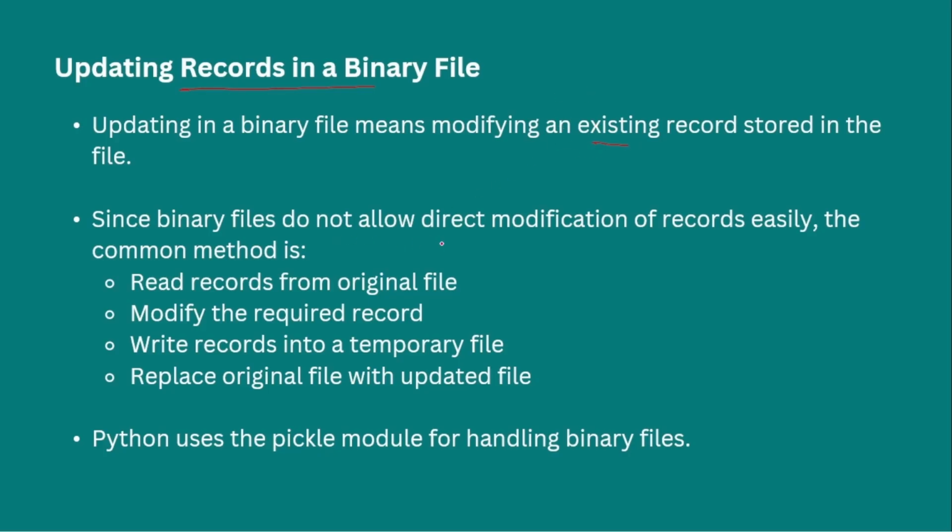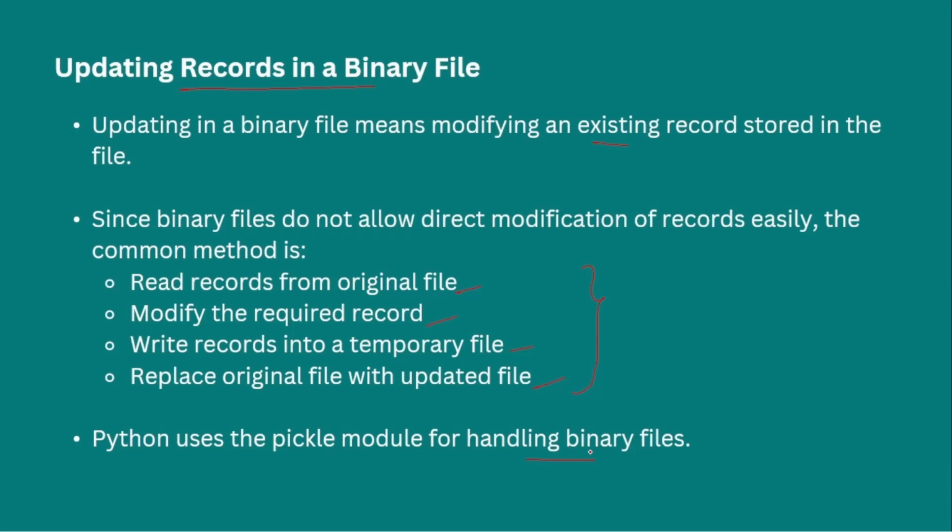Since binary files do not allow direct modification of records easily, the common method is: read records from the original file, modify the required record, write records in a temporary file, and replace the original file with the updated file. So this is the process that we need to follow. First we'll read the record from the original file, then modify that record, then write that record in the temporary file, and finally replace the original file with the updated file. Python uses the Pickle module for handling binary files.